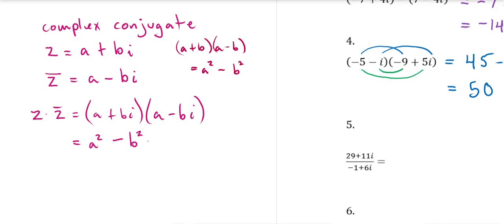minus b squared i squared. However, the i squared, of course, goes to minus 1, and so this becomes a squared plus b squared. So the sum of squares really did have a factoring form. It just actually requires us to utilize complex numbers in order to do so.